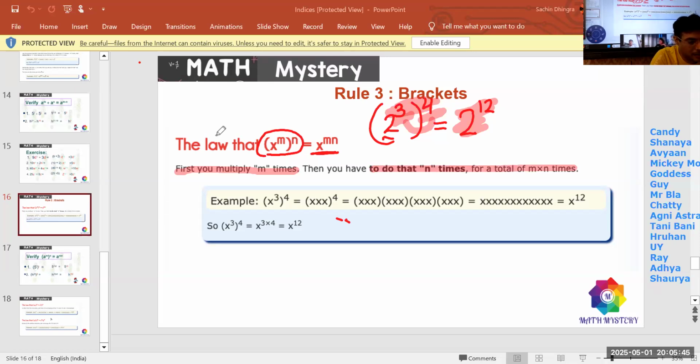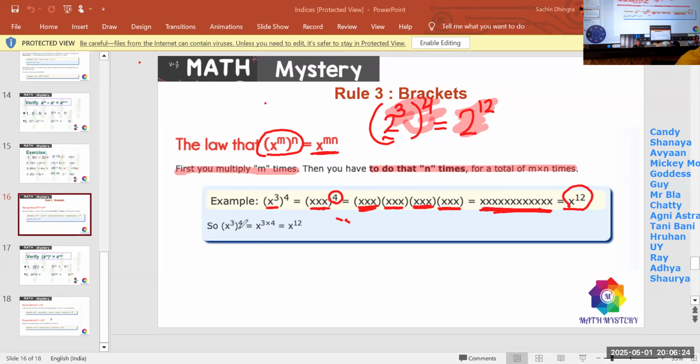Next example: x to the power 3, bracket raised to the whole power 4, is equal to 3 times x to the power 4. Let me explain this. क्या हुआ? x cube को उन्होंने 3 times x लिख लिया, फिर to the power 4 कर दिया, means x multiplied by x multiplied by x multiplied by x, that will give me x 12 times, that is x to the power 12. Short में क्या होगा? x to the power 3 whole to the power 4 is x to the power 3 into 4, that is x to the power 12.